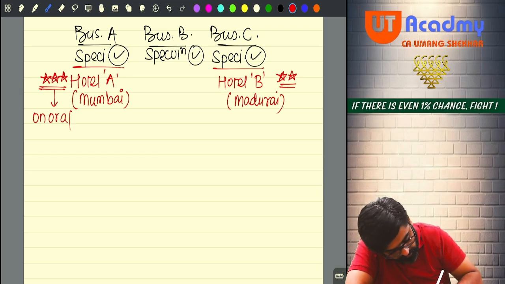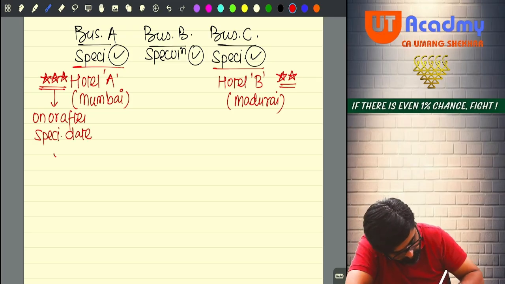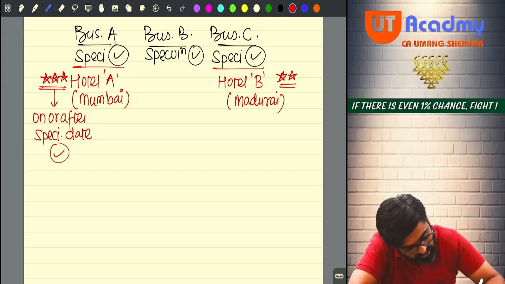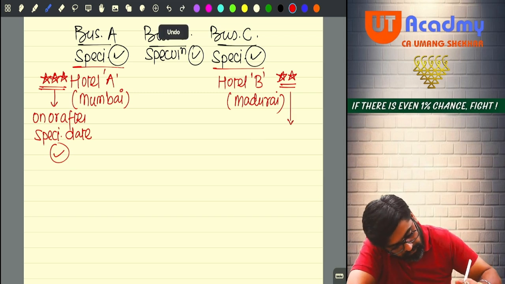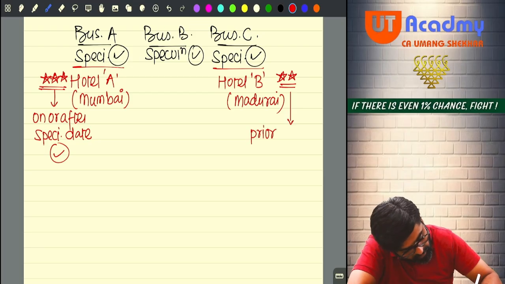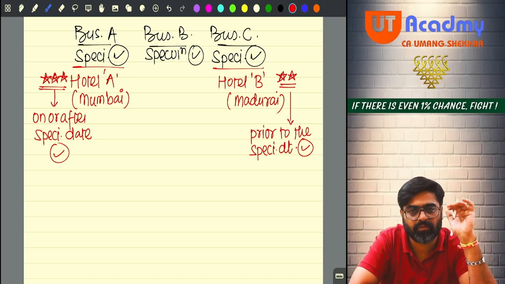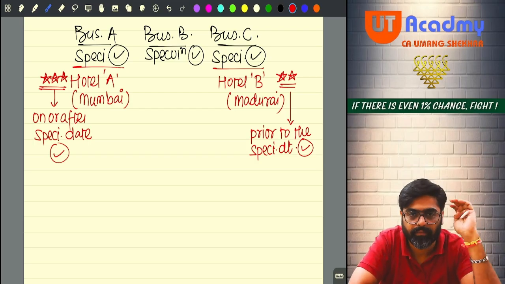on or after the specified date. The operations were commenced. And this Madurai hotel is there, no? The operations were commenced prior to the specified date. For example, for hotel business, the date specified is 1st April 2010. Not 12, it is 10. Okay, example.